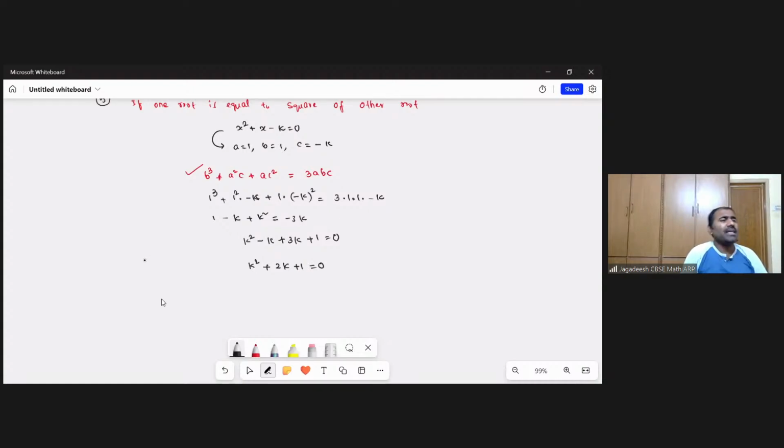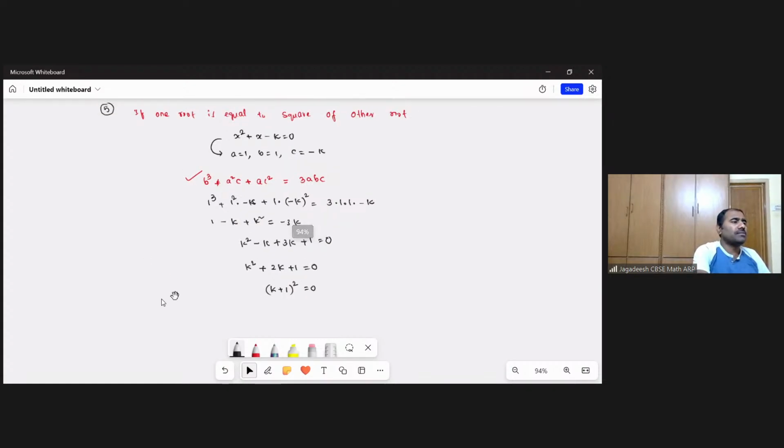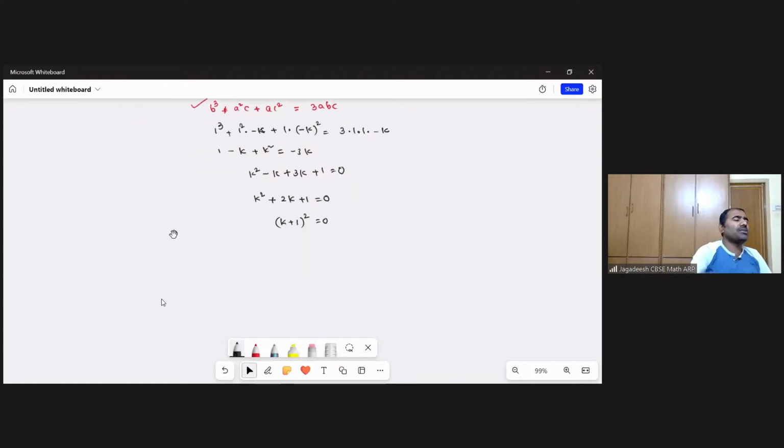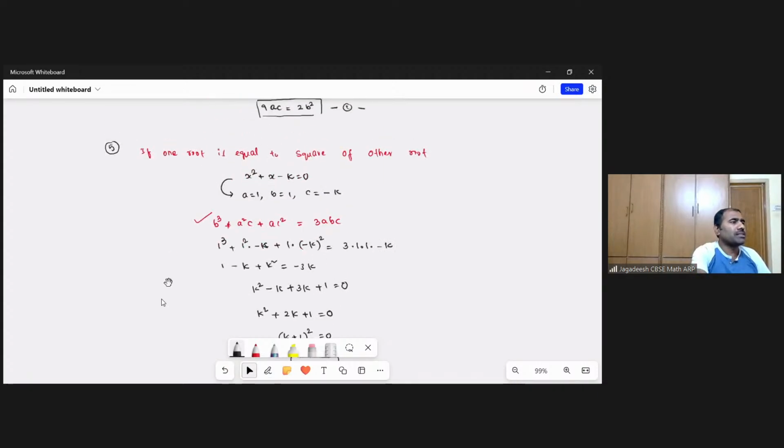If you observe carefully, it is clearly in the form of a square plus 2ab plus b square. And of course, 1 we can write it as 1 square. So which is nothing but a plus b whole square equal to 0. So obviously, what will be the k value, children? k value will be minus 1. So if you want, we can take the screenshot of it.